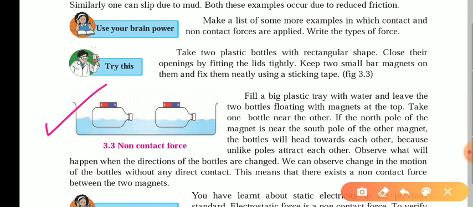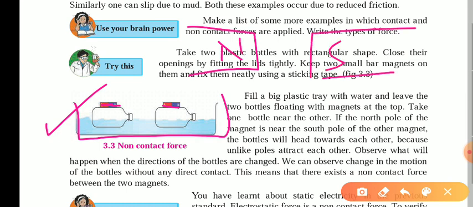They have taken a tray-like structure and filled it half with water, and two exactly same bottles. The cap is on, meaning we fill air inside and put the cap, and keep the bottles inside the water, and then place two magnets at the top of them. Now, if the north and south poles are facing each other, then the bottles will move towards each other.